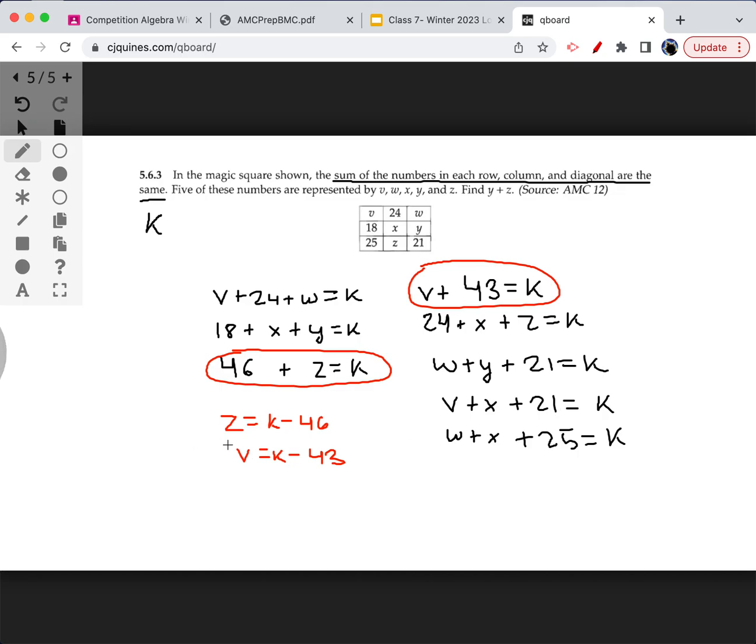So now let's substitute in v is equal to k minus 43 into this equation here. So we'd get k minus 43 plus 24 plus w is equal to k. So this would give that w is equal to 43 minus 24, which is just 19. So we found that w is 19.